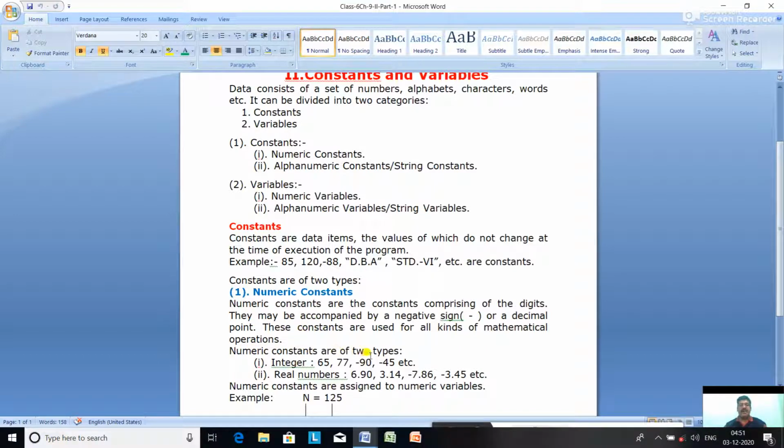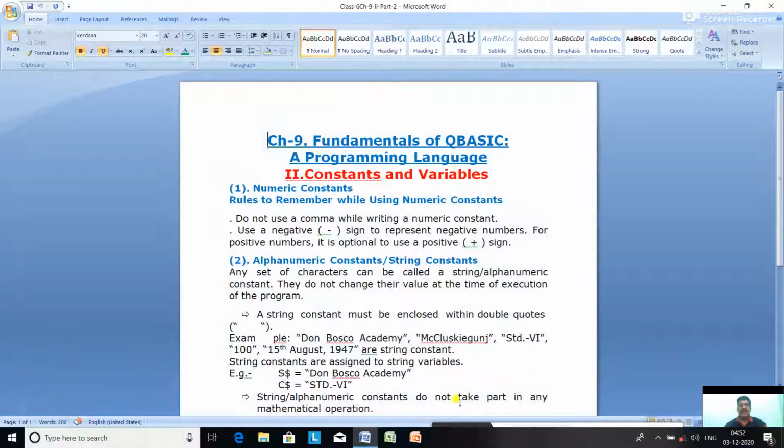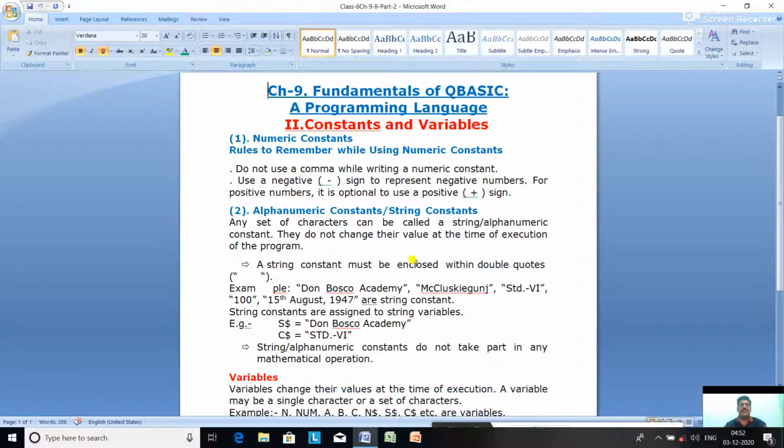Numeric constants are of two types: integers and real numbers. Integers are the numbers which have no decimal part, like 65, 77, minus 90, minus 45. Real numbers have decimal parts, like 6.90, 3.14, minus 1.86, minus 3.45. This was done in our last computer class. In today's class, we are going to discuss the rules to remember while using numeric constants.